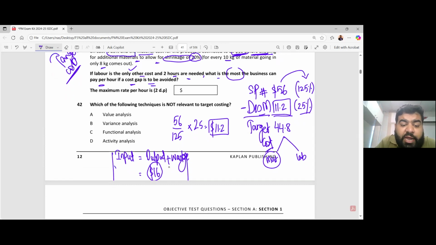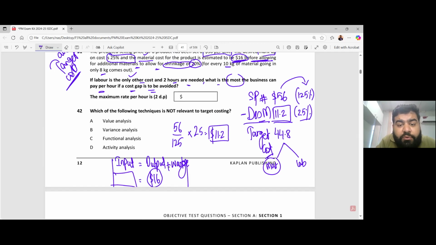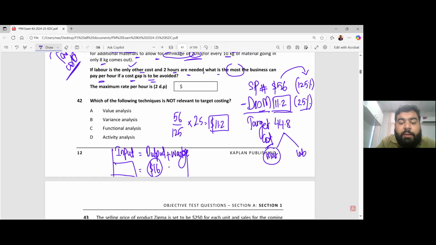Let's see what our input cost us, because there was some shrinkage as well. It's written shrinkage of 20%. So wastage, meaning shrinkage, is 20%. Focus: 20% wastage, 20% shrinkage. Input is always the base, because out of input, some is output and some is wastage. So input is always 100%, which means output is 80%, because 80 plus 20 is equal to 100.